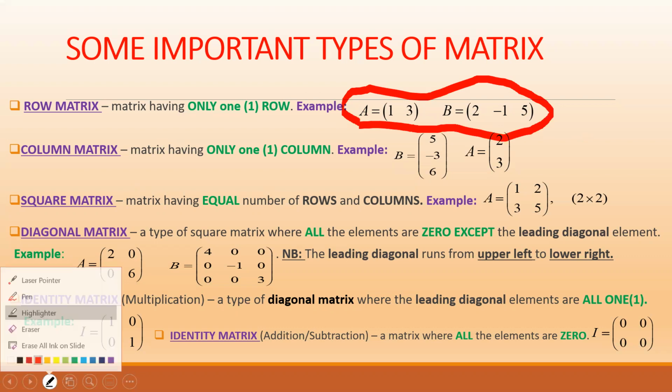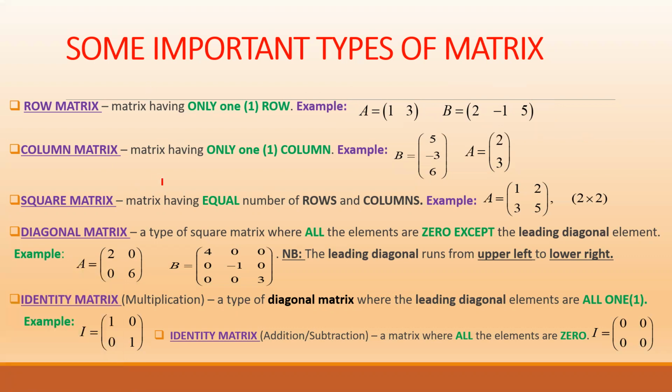Okay, guys. Let's look at the next one now, column matrix. So a column matrix is a matrix having only one column, right? A row matrix has only one row. A column matrix is a matrix having only one column. Example. Look at example B here. We can clearly see that this matrix only has one column. If we draw a vertical line through the elements, we get only one column. And here we also get one column again. So this is a column matrix.